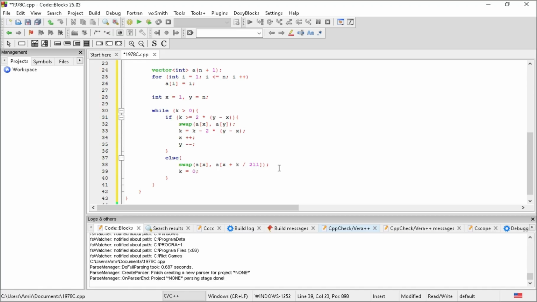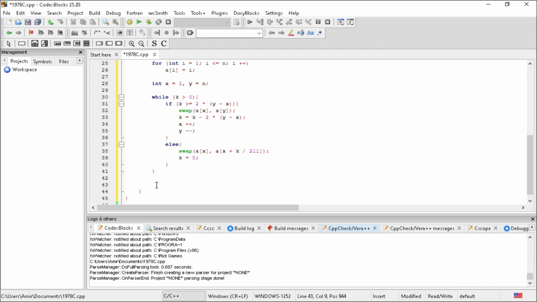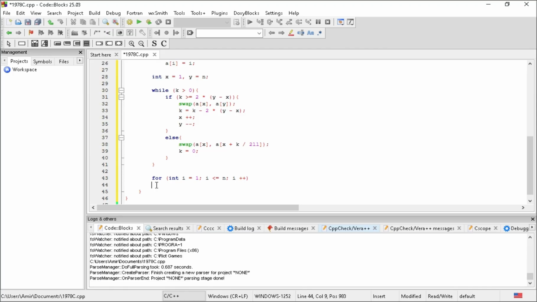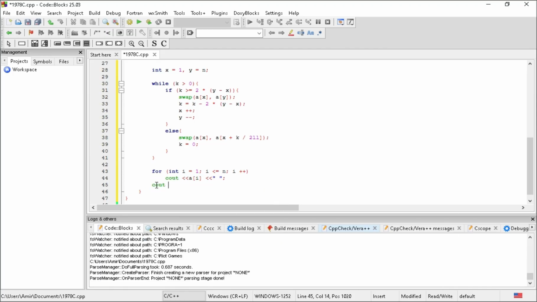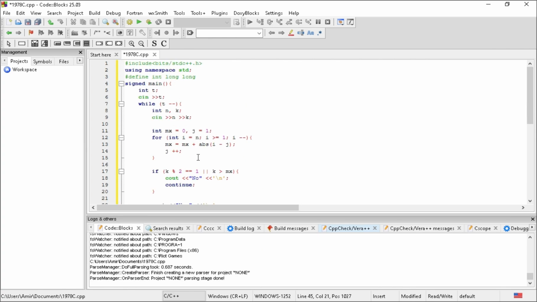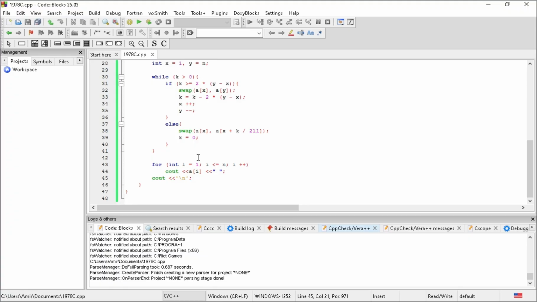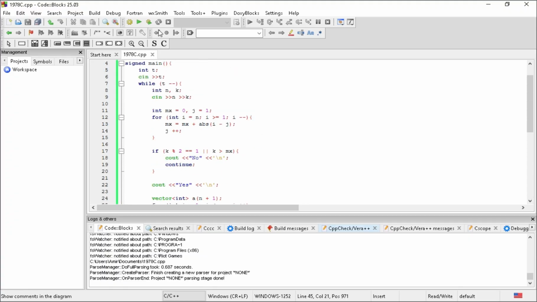Yep, now we just write k equals 0, so that we know that we achieved our Manhattan value, and we just exit from our while. And now we just print the answer, and make a new line for our future answers. Yeah, that's pretty much the code. Yep, let's run it.